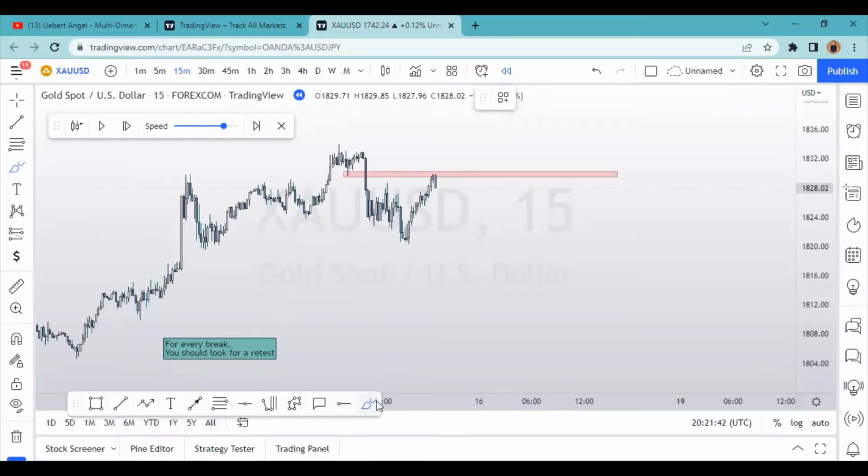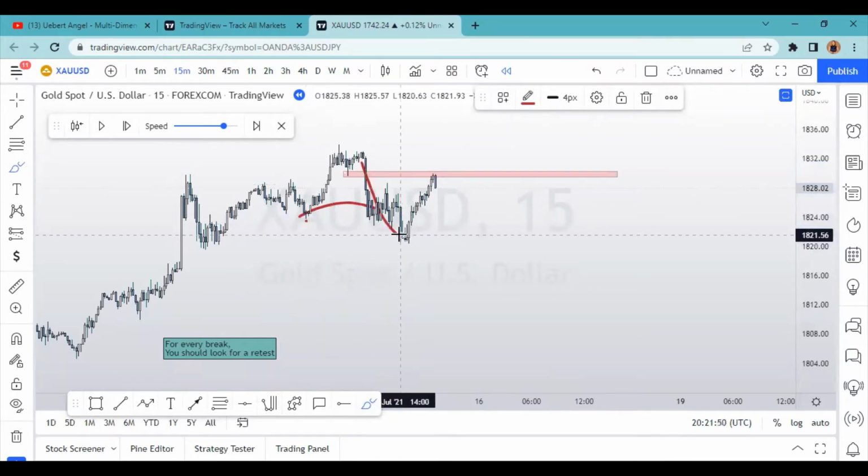Okay. Price broke structure, and the structure that I broke was around here, so this impulse move was a break. Then we had this little support area here, and I'm thinking price needs to retest that area. So I'm not going to enter for a sell anywhere here.